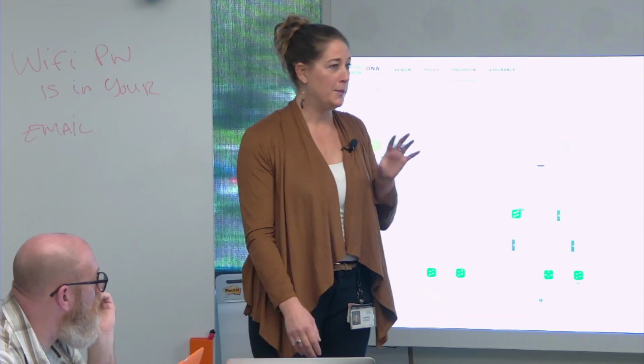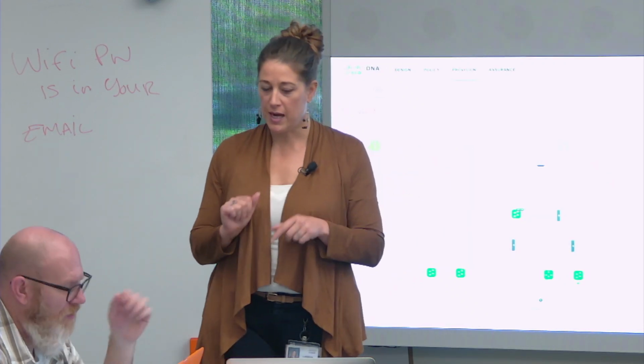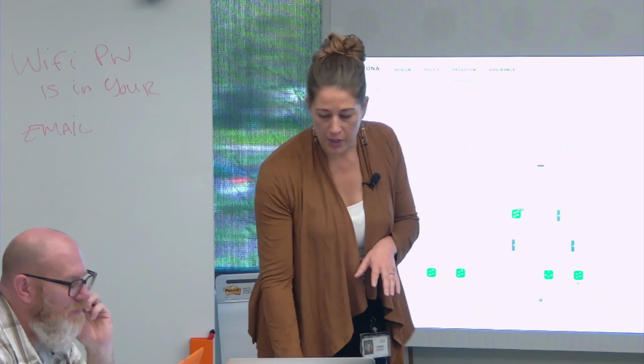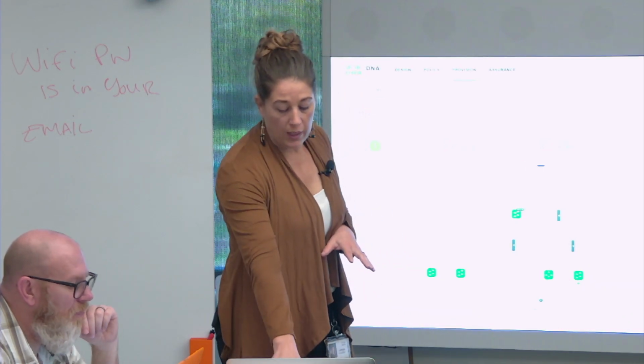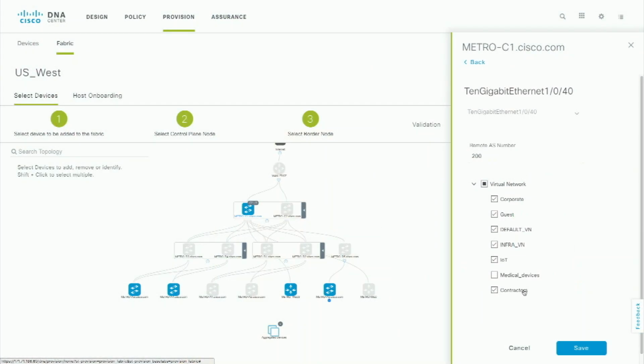It's applied to every access port. I know I have very little time, let me just finish this up. So this is again our border. I've selected what virtual networks or VRFs I want to have configured and pushed and leaked out to the firewall or to the Fusion router.